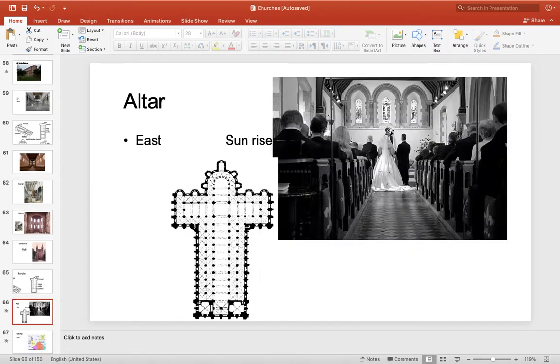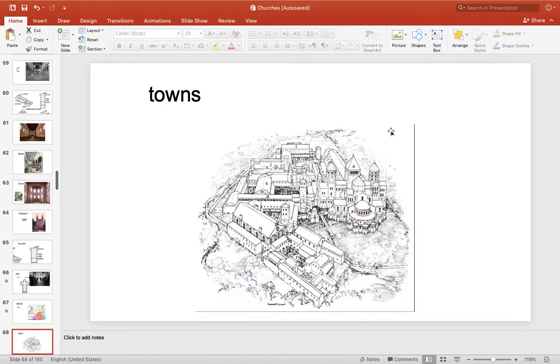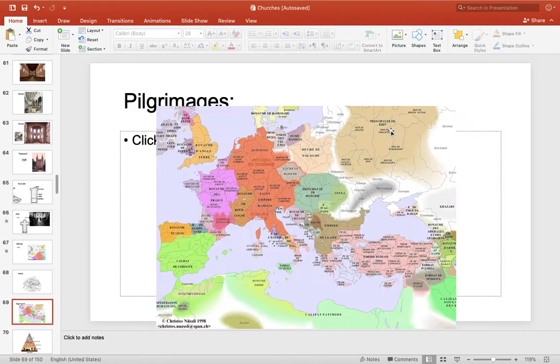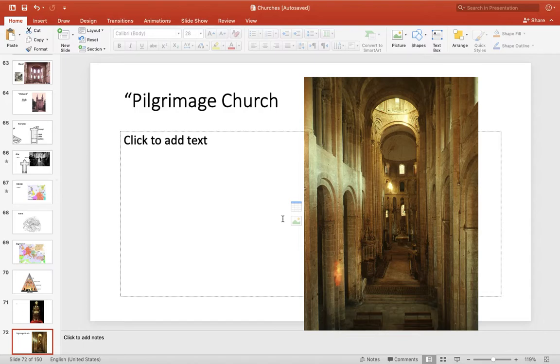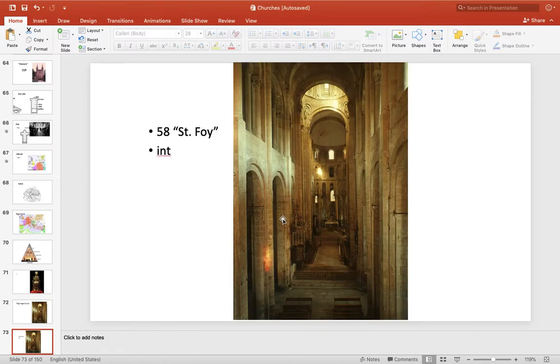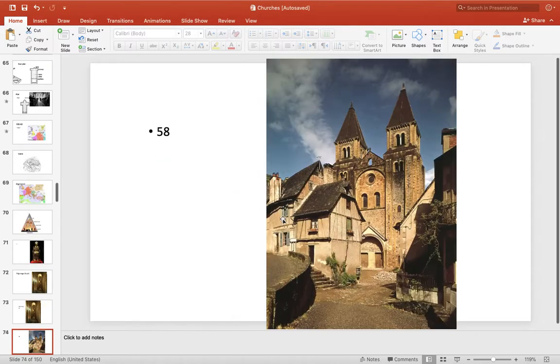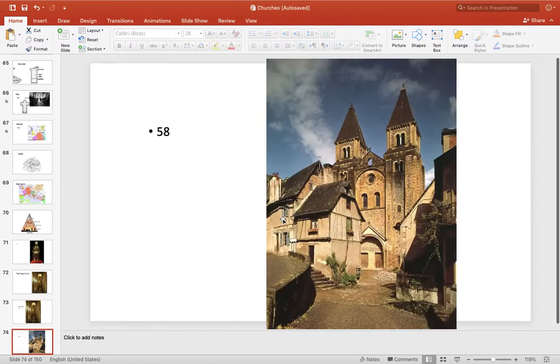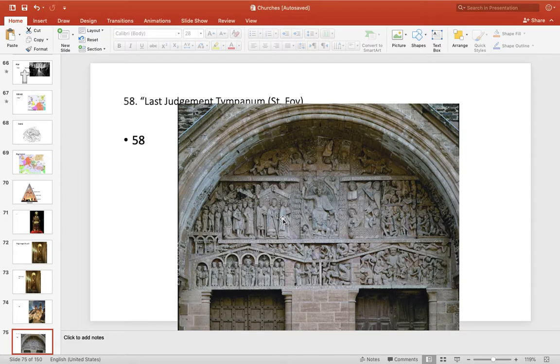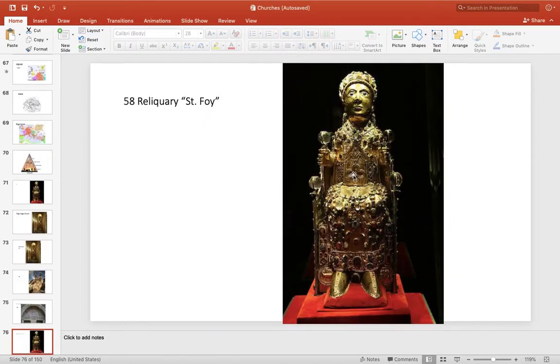All right, now we're going to jump. About 1,000, order comes, town comes, pilgrimages, people walk around Europe. And in the feudal system, you're going to have a pilgrimage church like St. Foy or Romanesque. And that's it from the outside. That's it, the Romanesque on the inside. That's the Last Judgment on the outside. And that's a reliquary, which has St. Foy, people bring their jewels and put it on there.